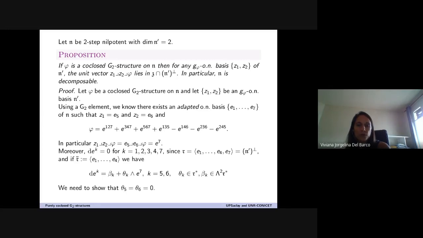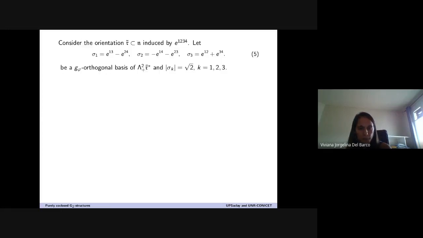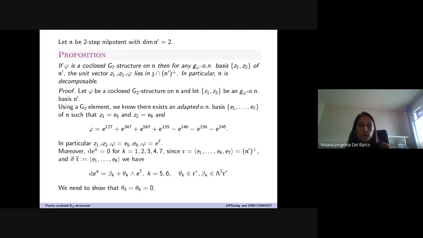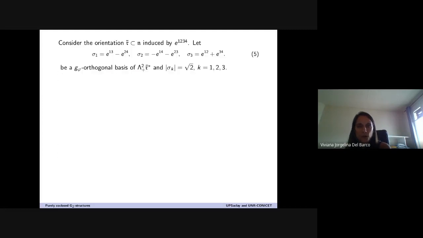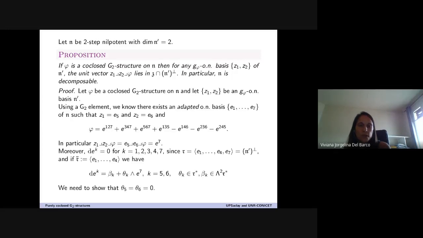So we decompose the differential of E_k for 5 and 6 as something in R tilde, having components from 1 to 4, plus theta wedge E7. And the fact that E7 is in the center is equivalent to showing that theta 5 and theta 6 are 0. So, and this is, I think, the most extensive result I'm going to talk about. We want to show that theta 5 and theta 6 are 0 because phi is coclosed.